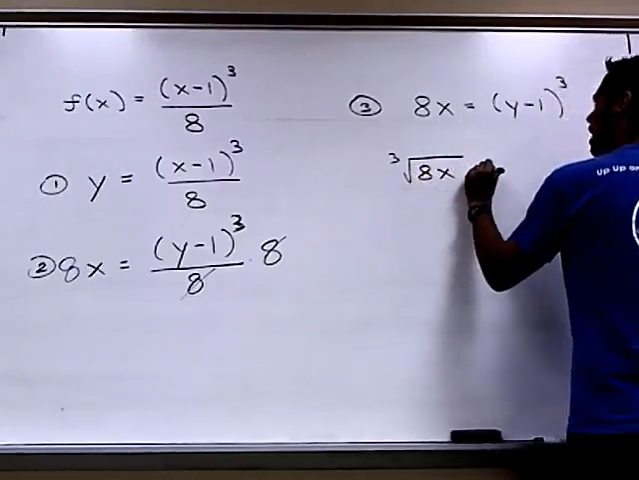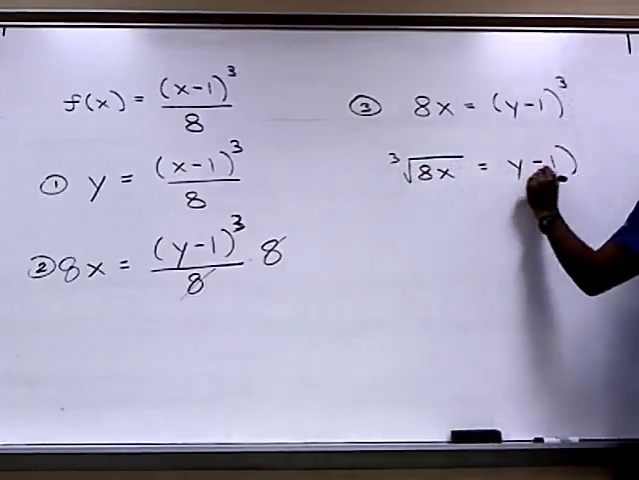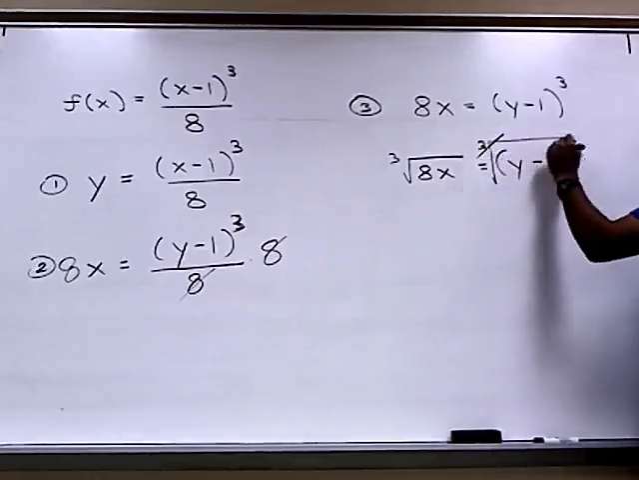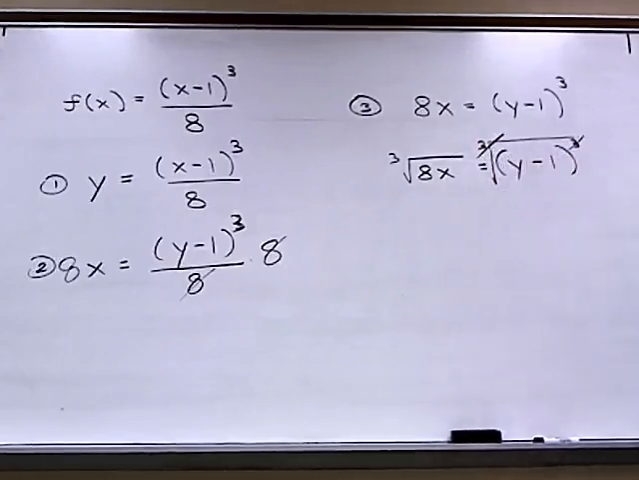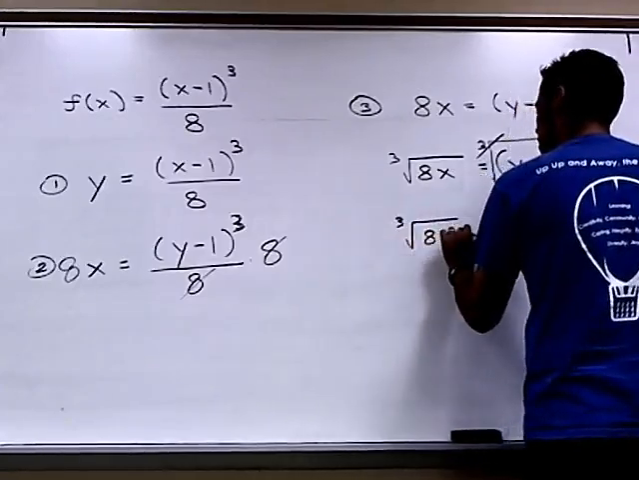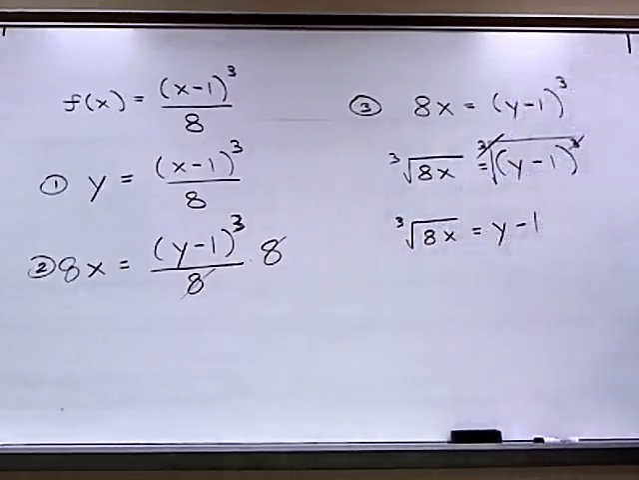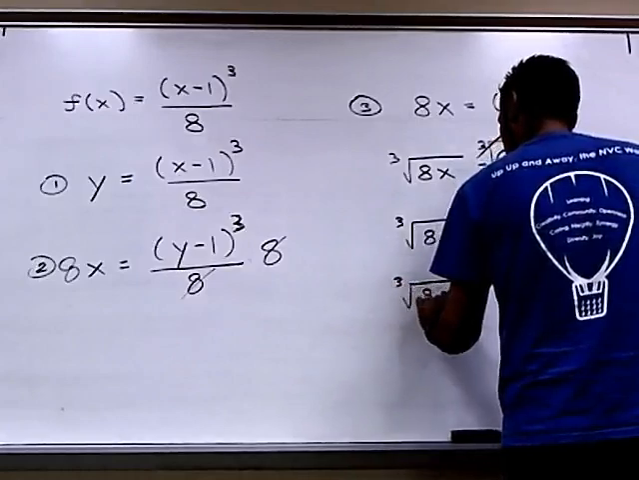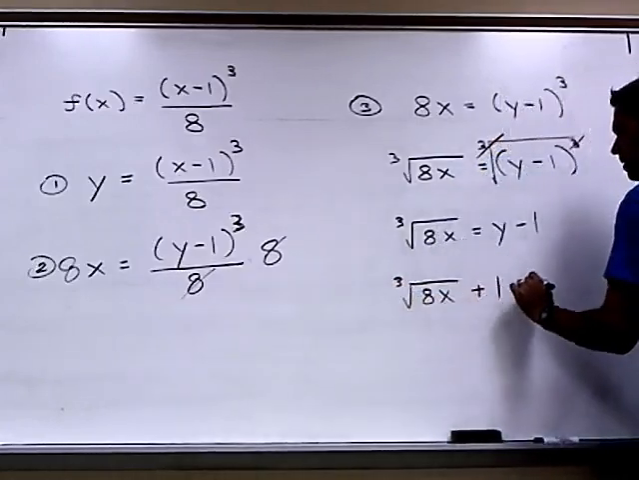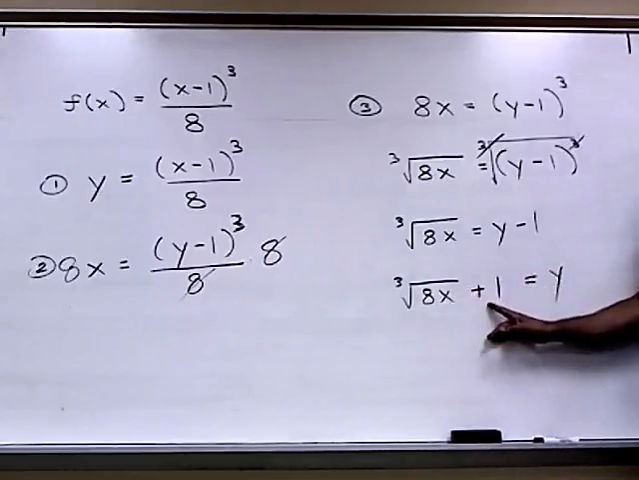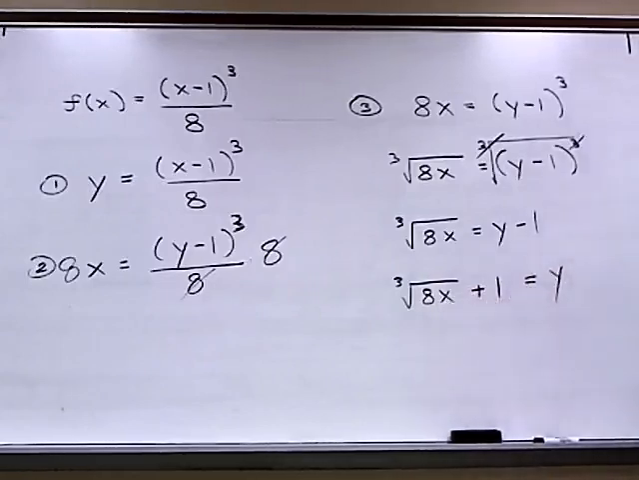When you do cube root, do you have to do plus or minus? No. When I do the cube root of something cubed, it goes away. So on the left, I still have cube root of 8x. On the right, y minus 1. And now I just add 1 to both sides. Okay? So cube root of 8x, and then just be careful, this plus 1 is out here by itself. You don't do plus 1 underneath the root. Then replace y with f inverse, and that should work.